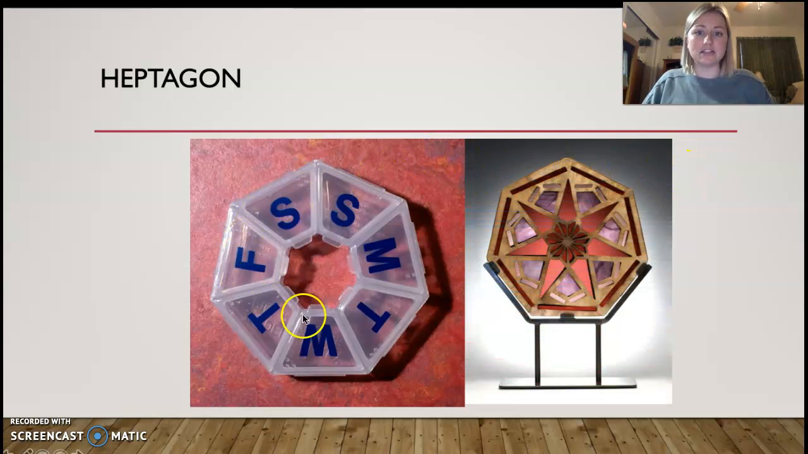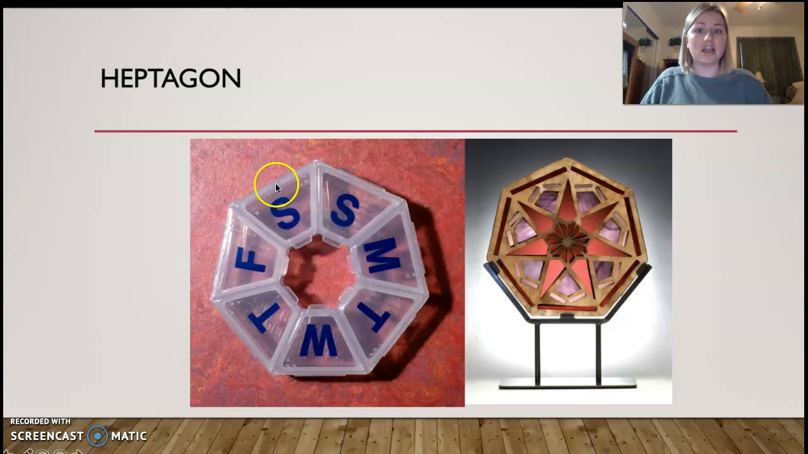So first, I see a little pill container. You might see one of these around your house. Some of them are straight like a rectangle, but this one has 7 sides and it's very unique. And if you think about this, there's 7 days in a week. So 7 sides for our pills, 1 for each day.